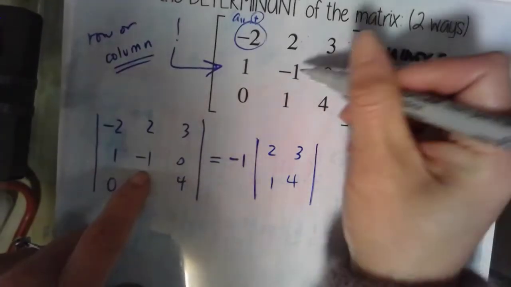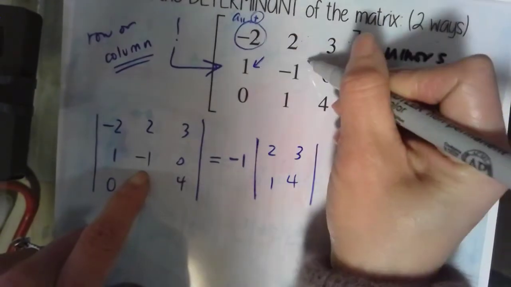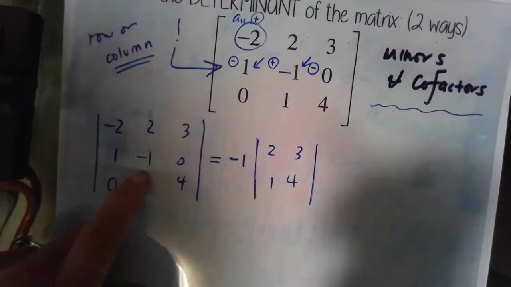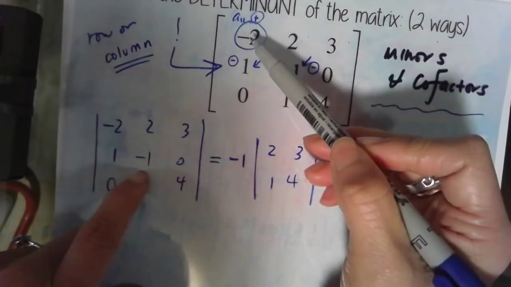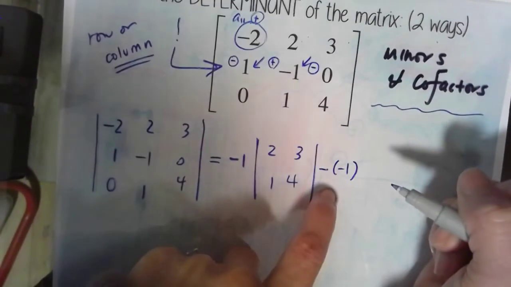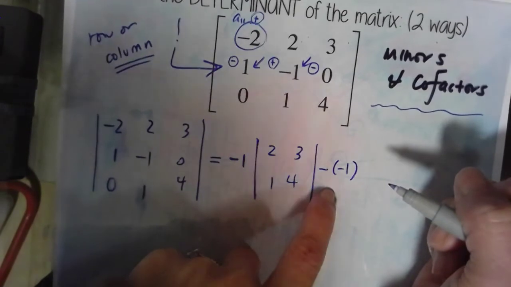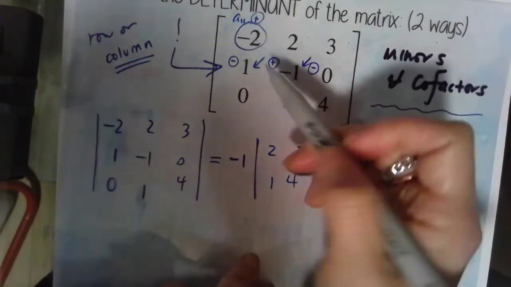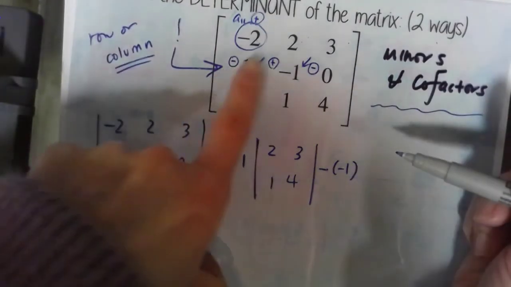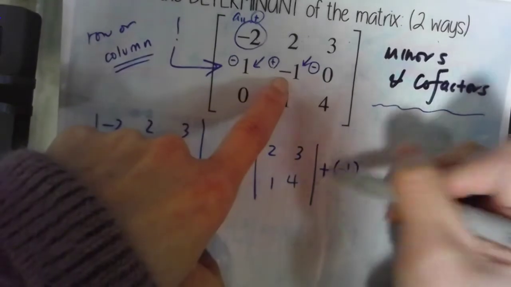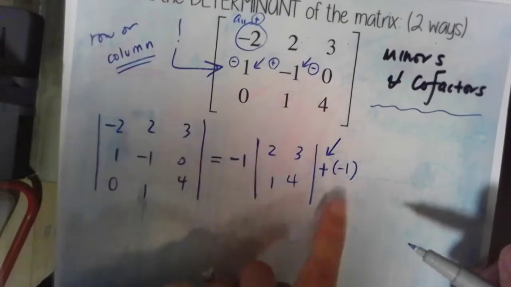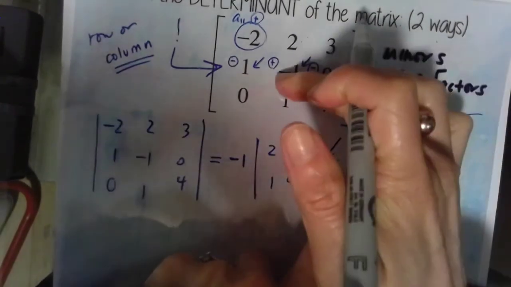Now I'm going to go to the next guy. This guy here is negative. So this guy is negative, this guy is positive, this guy is negative, because it all started with positive at the A11 position. So I'm going to go minus, and I'm going to put a negative 1 here so you understand that better. Sorry, plus. So it's a plus here because it goes negative, plus, negative. So positive here in the actual cofactor.